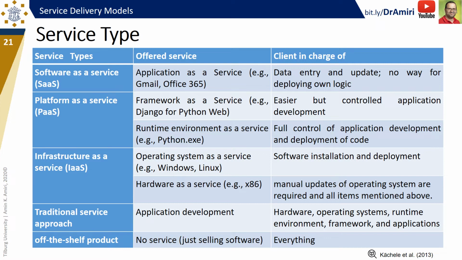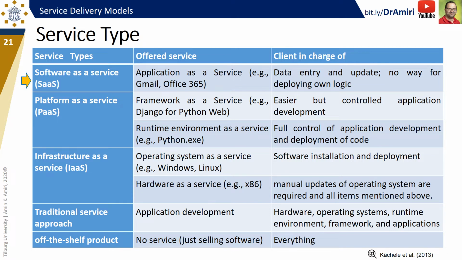The previous taxonomy can help identify various IT service types in the market. The first service type is software as a service or SaaS. As a client, you get access to an application such as Gmail or Office 365, but you have no control over the framework, operating system, or hardware. You cannot change the logic of that application either to fulfill your unique requirements. Only the service provider can change the logic. You can only control the data entry and updates in those applications.